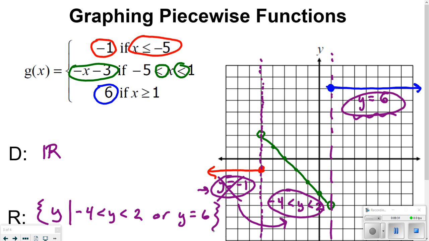Okay, that includes all possible y values. Our y values are going to either be between negative 4 and 2, or they're going to be equal to 6. There is no other option. Every single point on this graph that you can find will have a y value that fits into one of those two places.